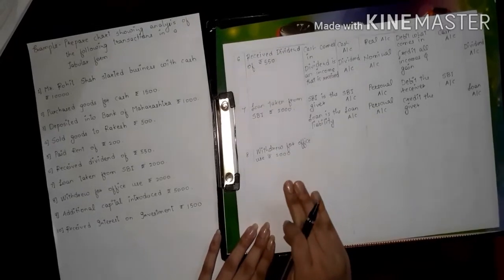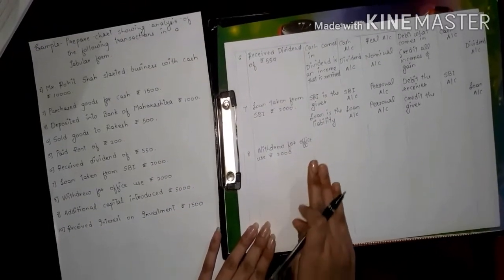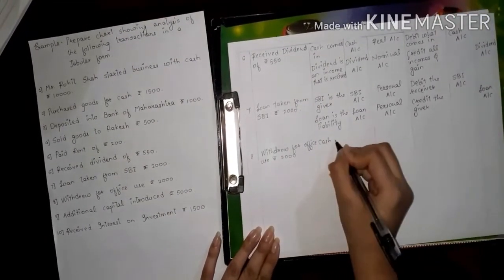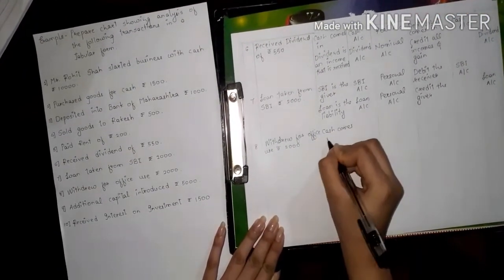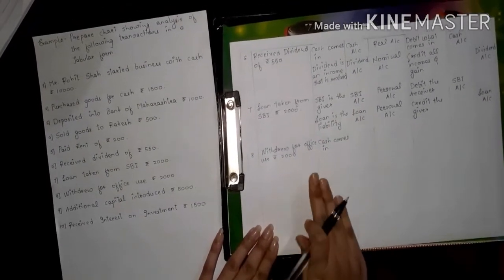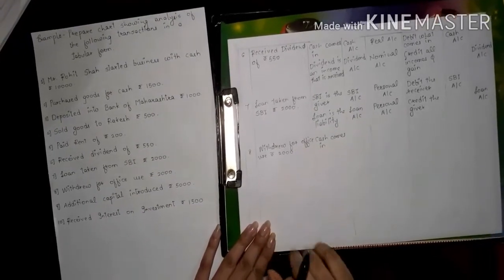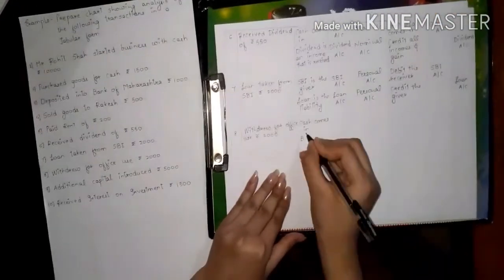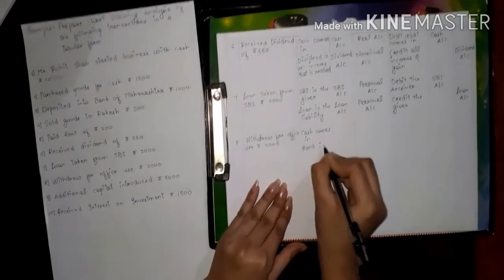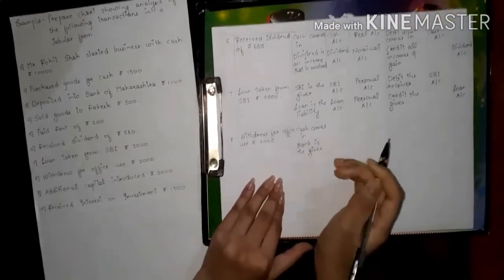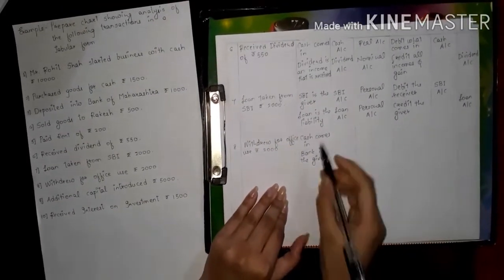We have withdrawn cash that is being used for office. So what has come into the business? Cash comes in. Cash has been introduced in the business because it is being withdrawn for office use. And the other is bank, which is the giver. We can withdraw money from bank, so bank will always be the giver.